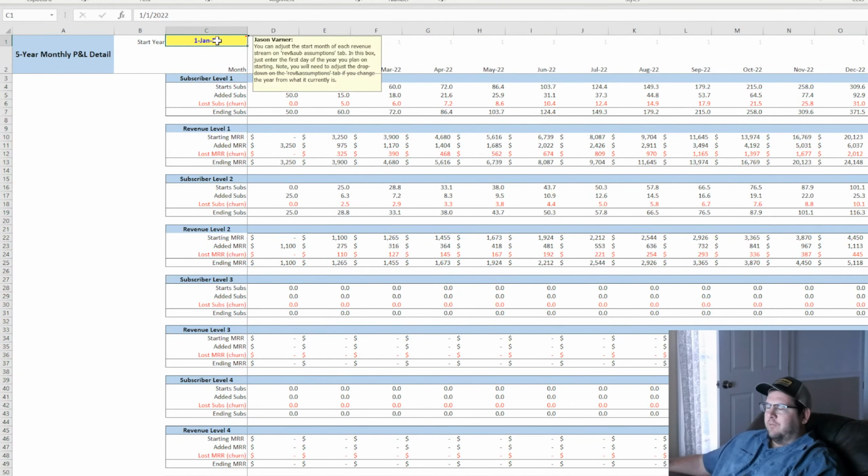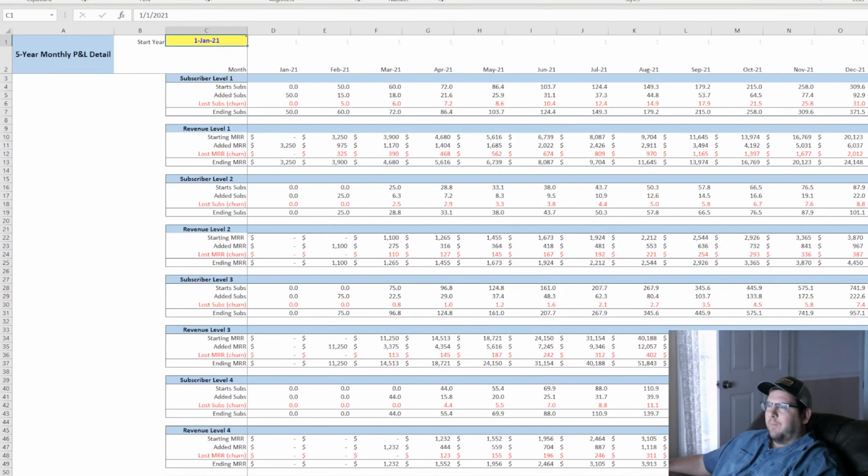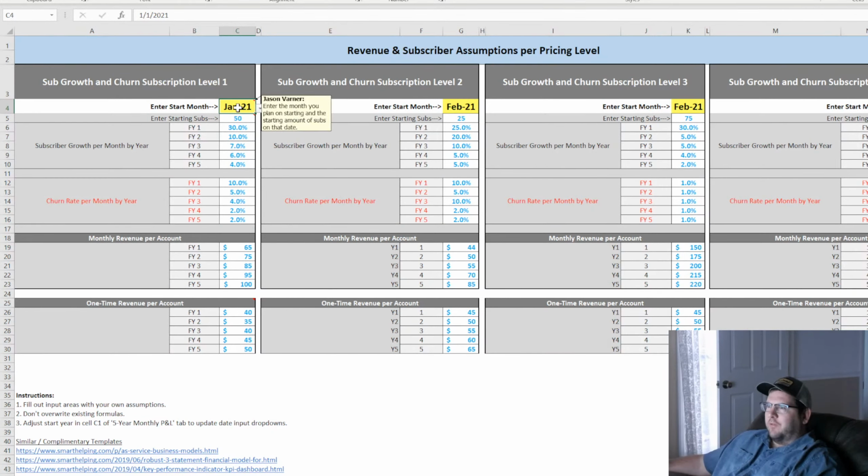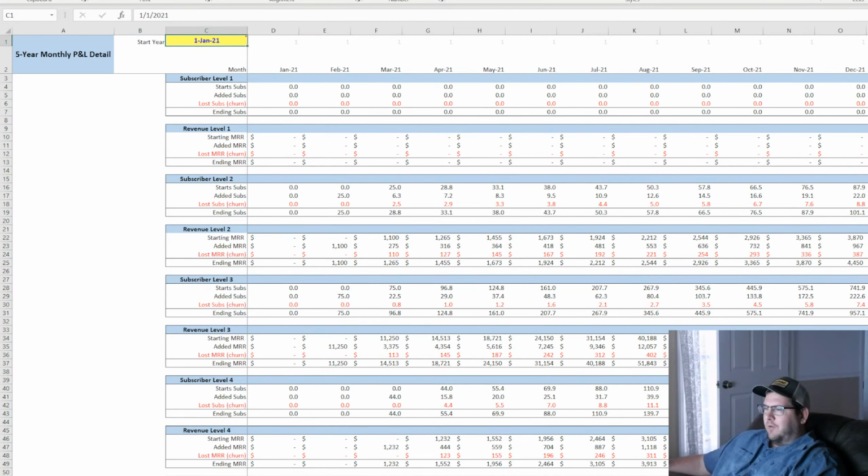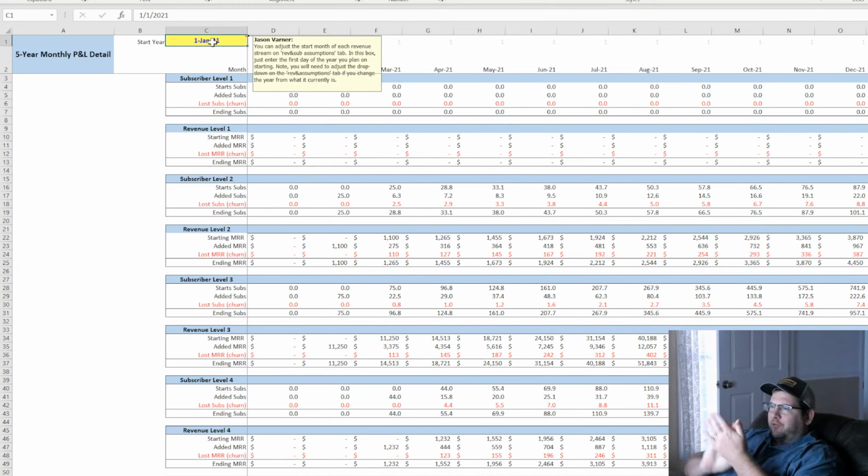Like the base model that I sent starts in 1/1/2021. But if your start month is November of 2022, you could just use the scroll button to select November 2022. Now, if that is the very start year, you're also going to want to update the year on the monthly P&L, it's driven from here, which should change the start month or start year if nothing's going on in 2021.